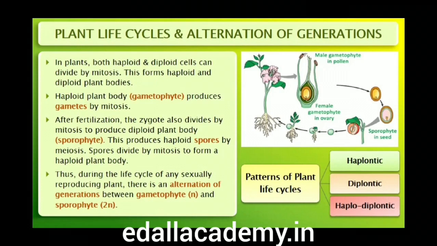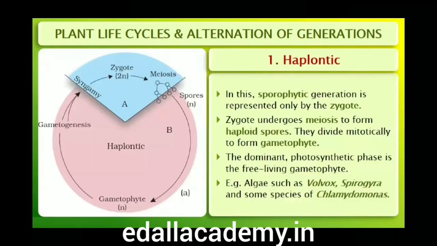Following fertilization, the zygote also divides by mitosis to produce a diploid sporophytic plant body. Haploid spores are produced by this plant body by meiosis. These in turn divide by mitosis to form a haploid plant body once again. Thus, during the life cycle of any sexually reproducing plant, there is an alternation of generations between gamete-producing haploid gametophyte and spore-producing diploid sporophyte. However, different plant groups, as well as individuals representing them, differ in the following patterns.